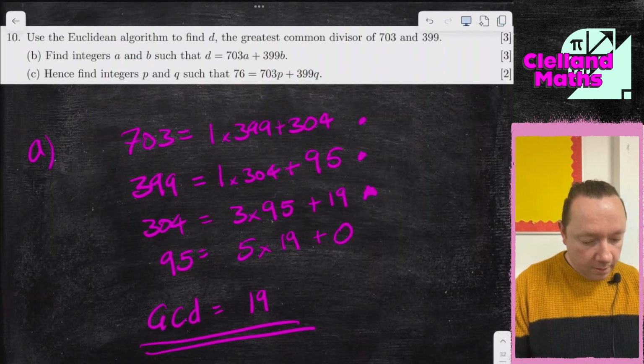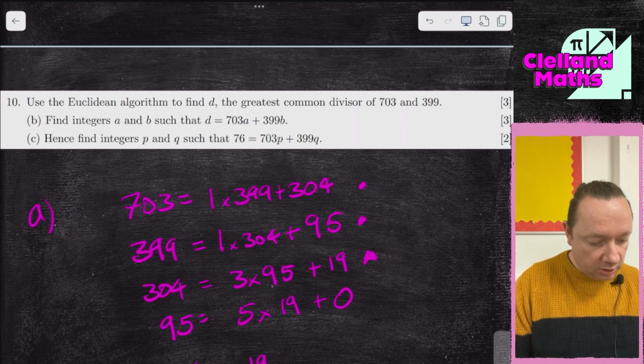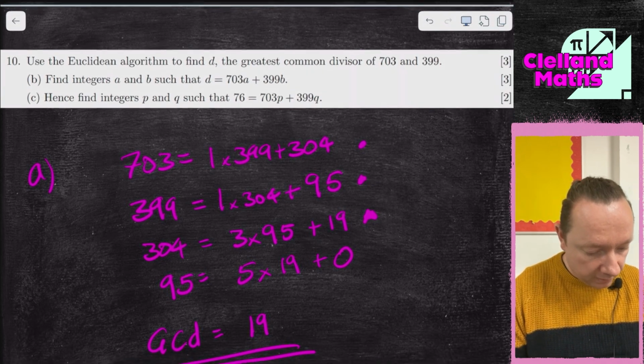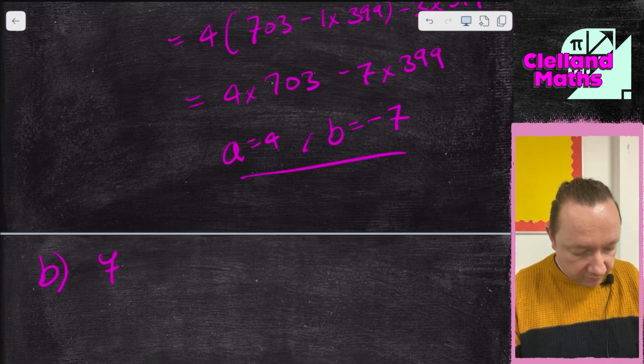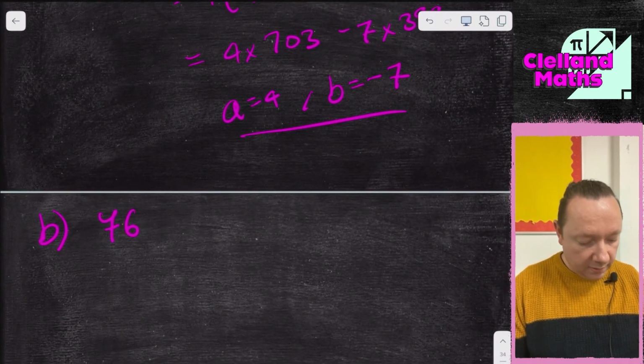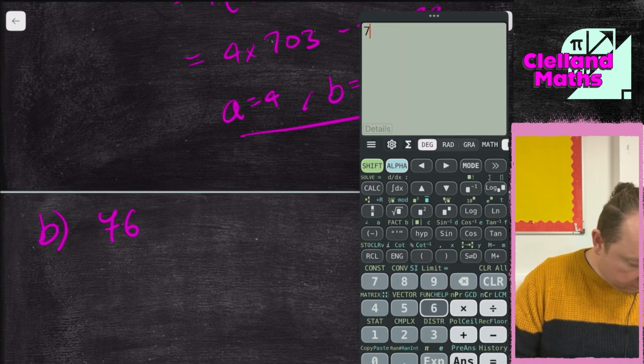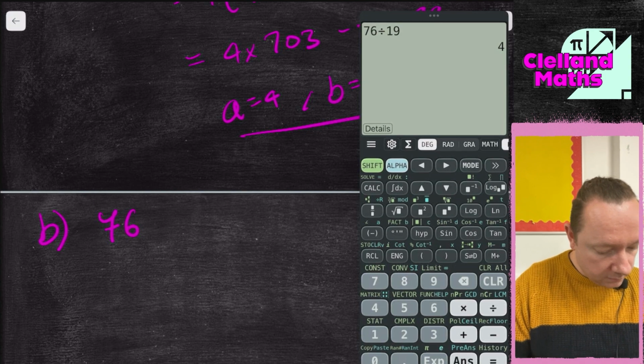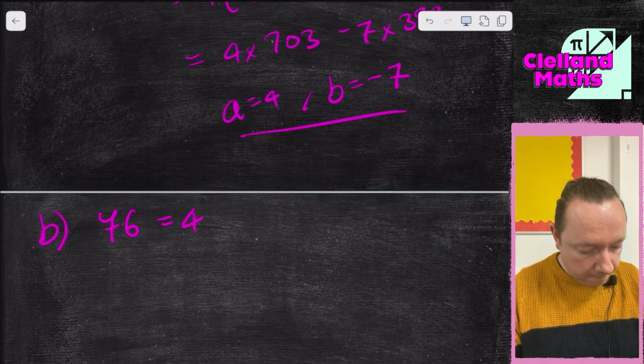And we're done there. Part C, find integers P and Q such that 76 equals 703P plus 399Q. Okay, let's examine part B then. We're looking at 76, and we know the GCD from the first question was 19. So how many times does 19 go into 76? 4. That equals 4 times 19.